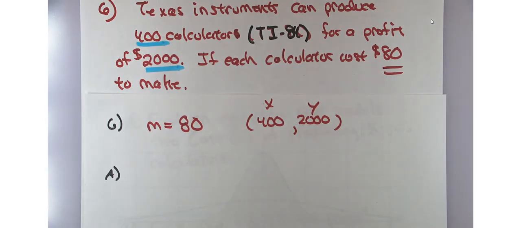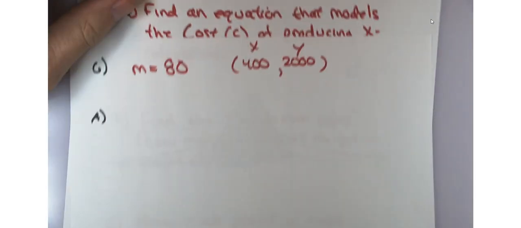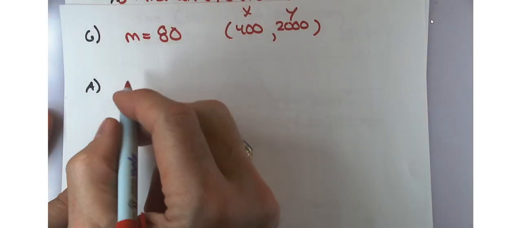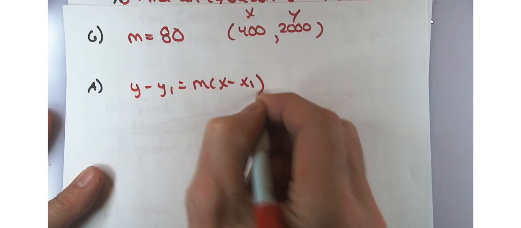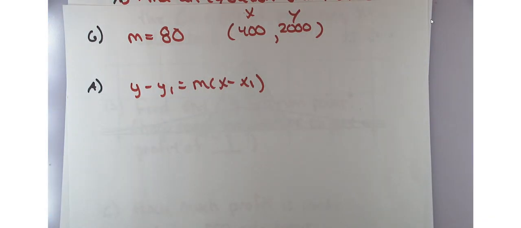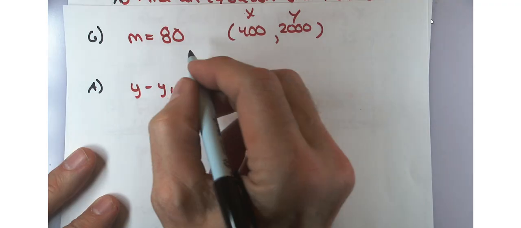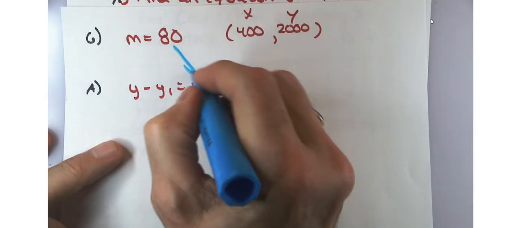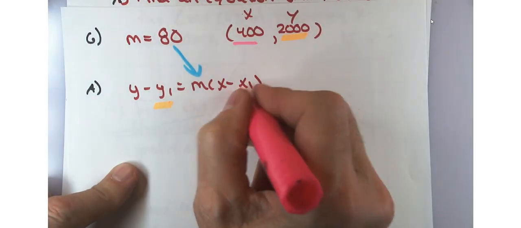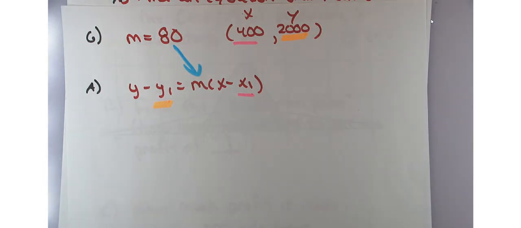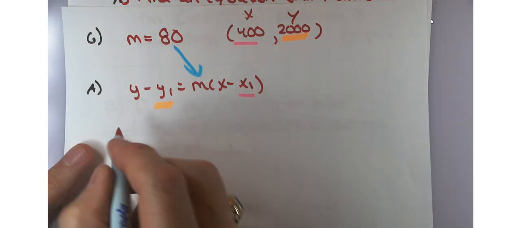There's a couple different ways you can solve this one. Kind of depends on you. One of the things I suggested was this formula, y minus y1 equals m times x minus x1. You've got everything you need right there to solve. So let's check that out. Your m is 80. That's going to go here. Your y1 is 2,000. That's going to go there. And your x1 is 400. That's going to go there. You've got everything you need. So let's put that in.